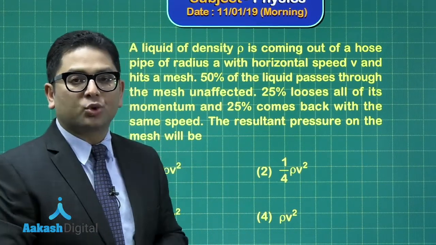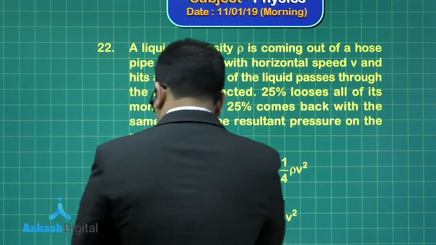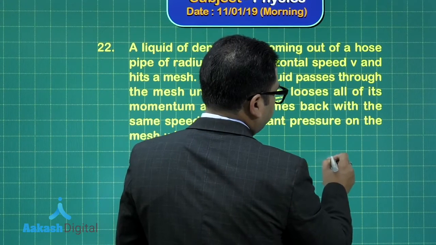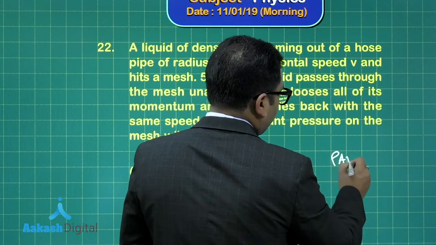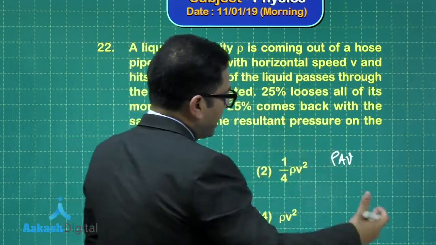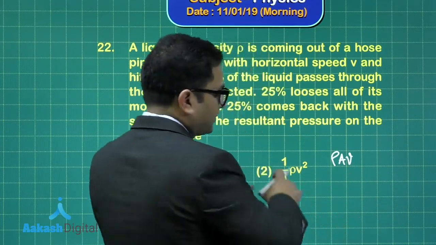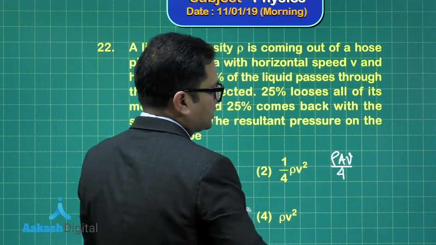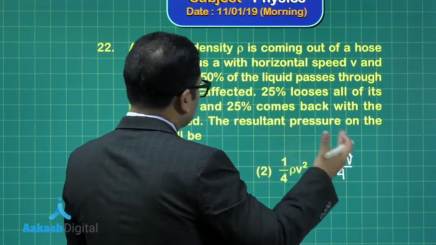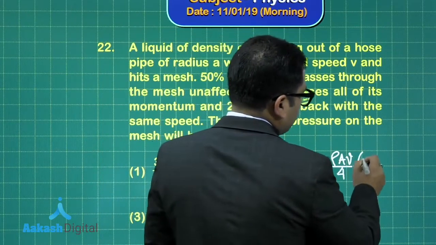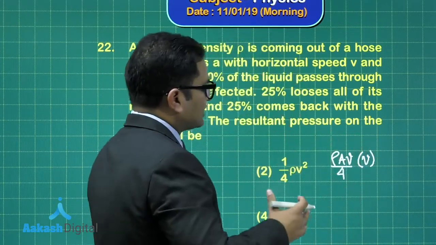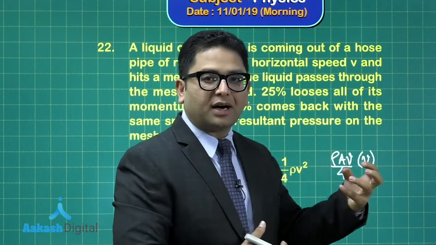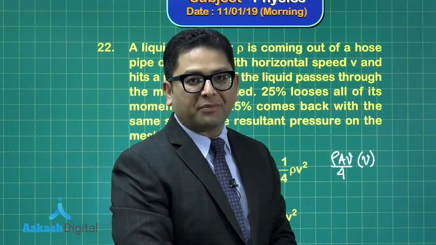Now let's talk of the 25%. Let me straightaway go with the calculation. For the 25%, you can go in this way. Rho AV is the mass of the liquid coming per unit time, originally coming from the pipe, divided by 4. So that's the 25%. It loses all of its momentum, so the change in velocity will be V. So that's the force exerted by the 25% part which lost all of its momentum.